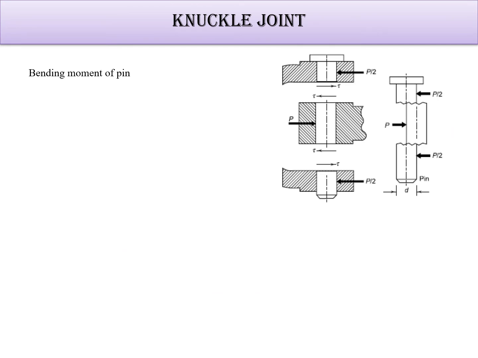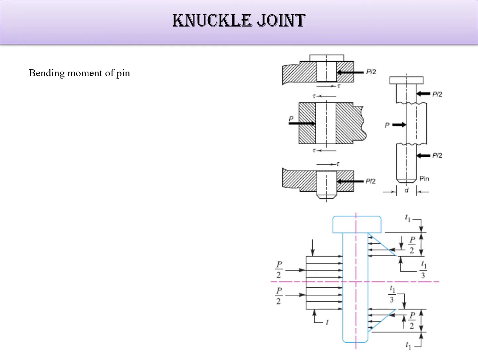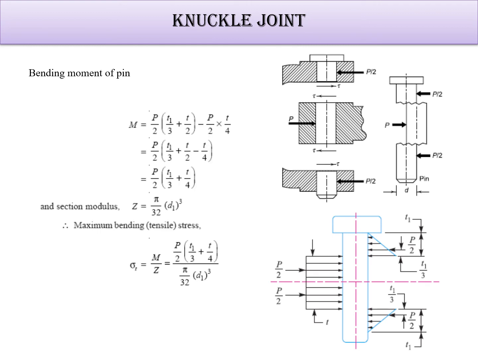How does the bending moment occur here? You can see here, due to this force the bending moment will be here, and due to this force the bending moment will be here. So this is how the bending moment occurs. This is the block diagram for it, and this is how the bending stress is calculated. Sigma t is equal to M upon Z, so P by 2 into (t1 by 3 plus t by 4) upon pi by 32 d1 cube. This is how you can check the diameter d1 in terms of bending stress also.